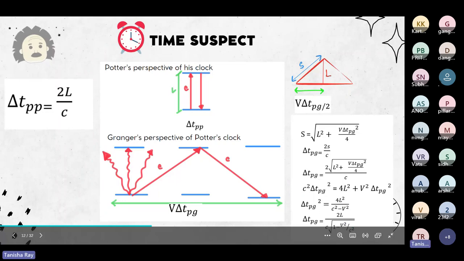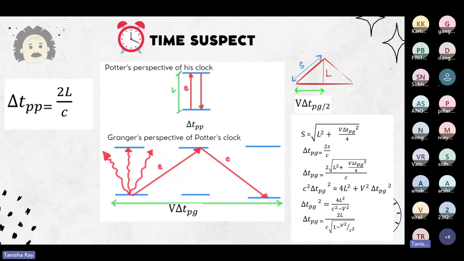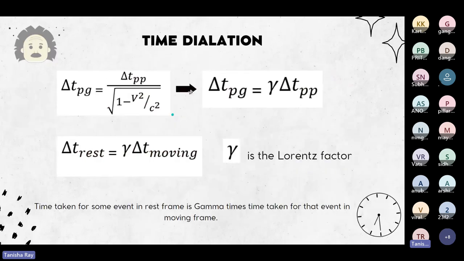Now, if you notice carefully, you will see that the time for one tick in Granger's perspective is some factor times the time for one tick in Potter's perspective, right? And this factor is what has been named the Lorentz factor. So now you see the same clock appears in two different ways to the two observers. This gives us an idea that time, as we normally perceive it in our day-to-day life as absolute, is not at all absolute. In fact, it is relative.